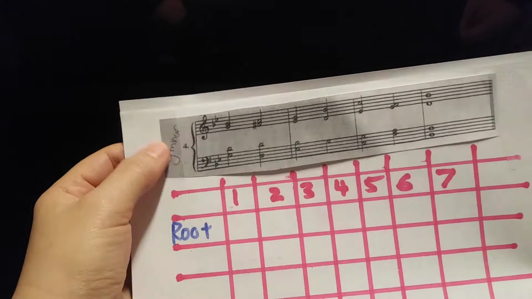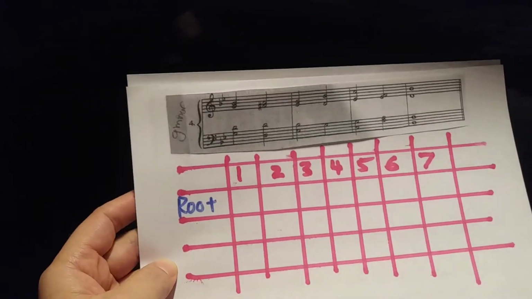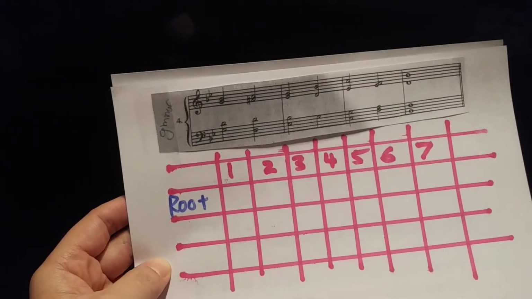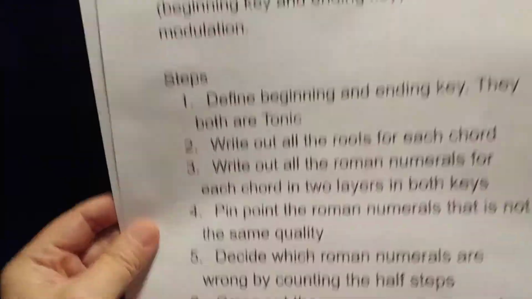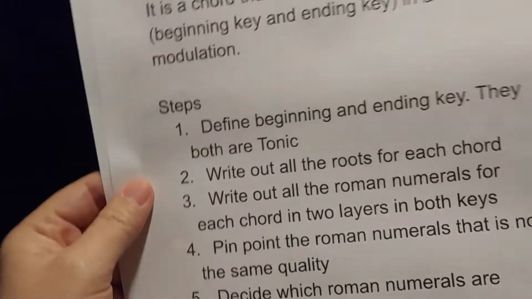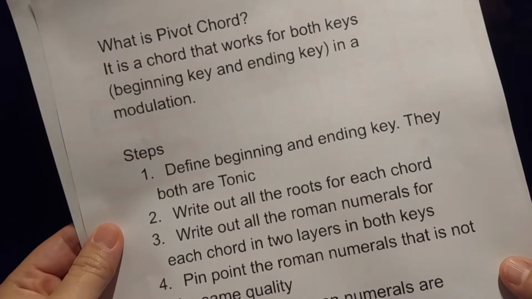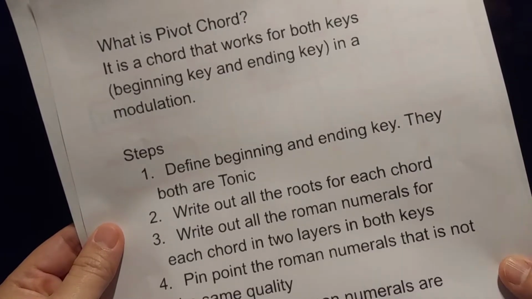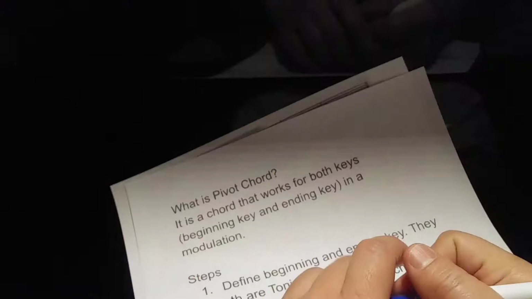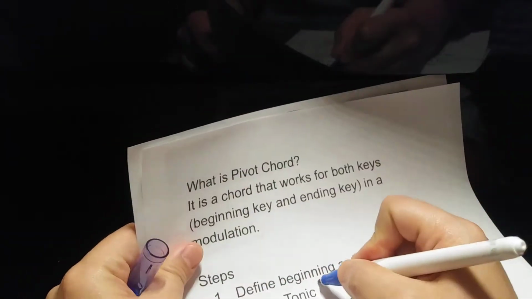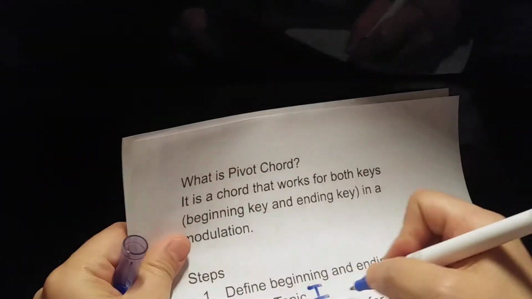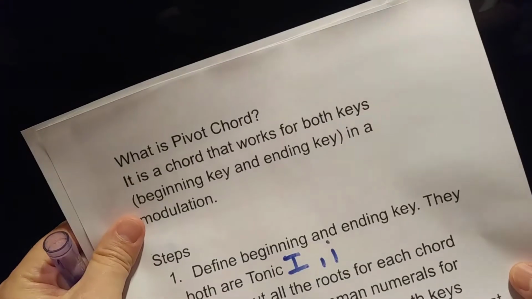Okay, so the student wrote G minor as the beginning. Yes, that is right. But we're going to look at the steps. There are a total of 9 steps. Step number 1, define the beginning and ending key. They are both tonic. In case you wonder, tonic means chord 1, or in minor it's also chord 1. Okay, so define the beginning key.